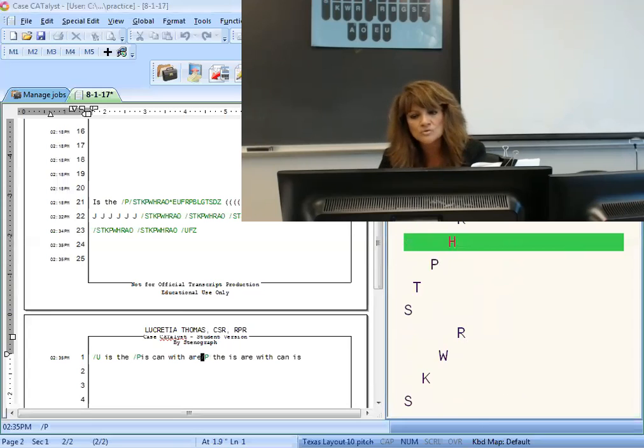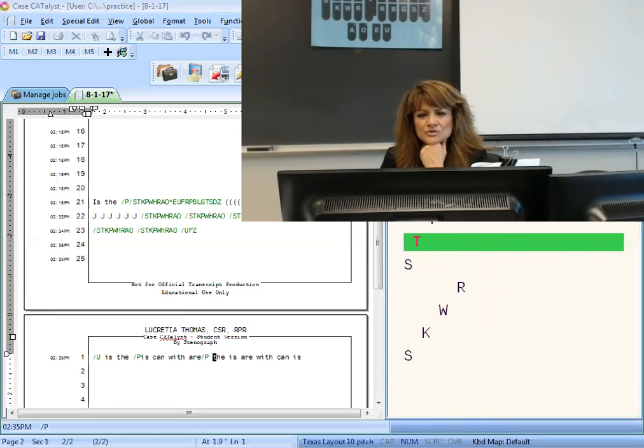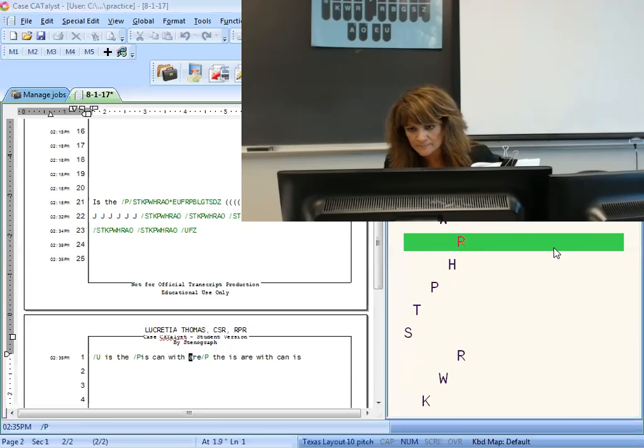And look at the way my notes are spaced out. It's not going across. I'm writing one letter at a time. And so I've got H, P, T, S, R, W, K, S. And that's what your notes are going to look like. Don't even pay attention to the English part of that. Your notes are your stenographic notes, and this is what they should look like, okay?